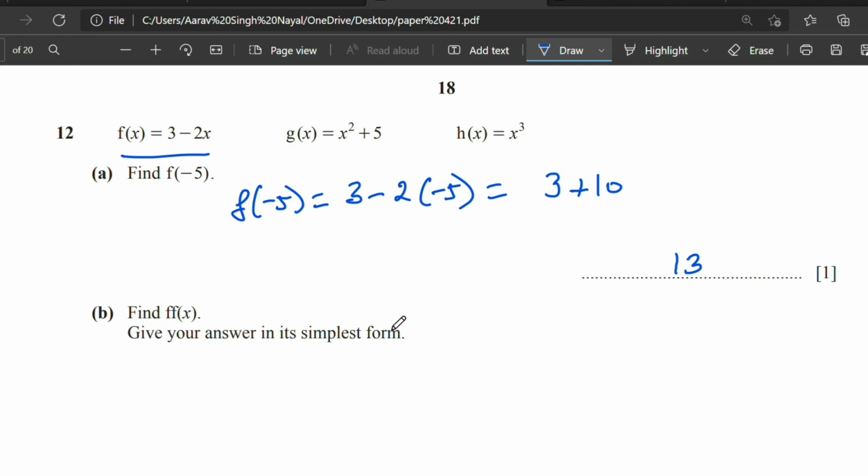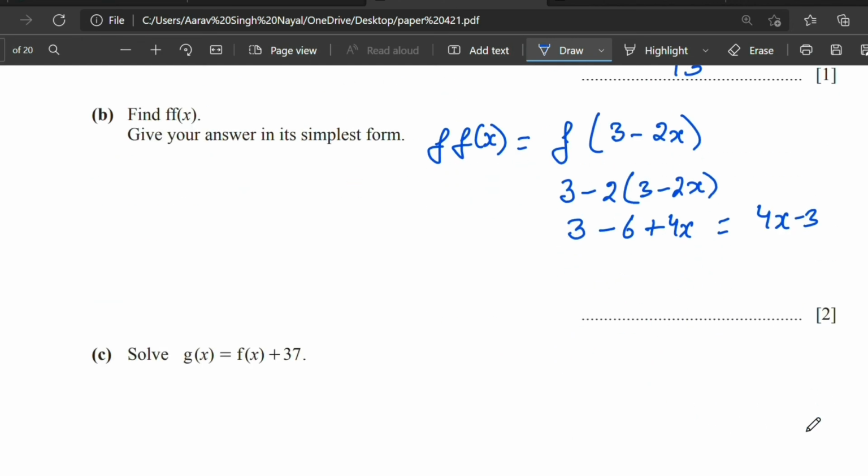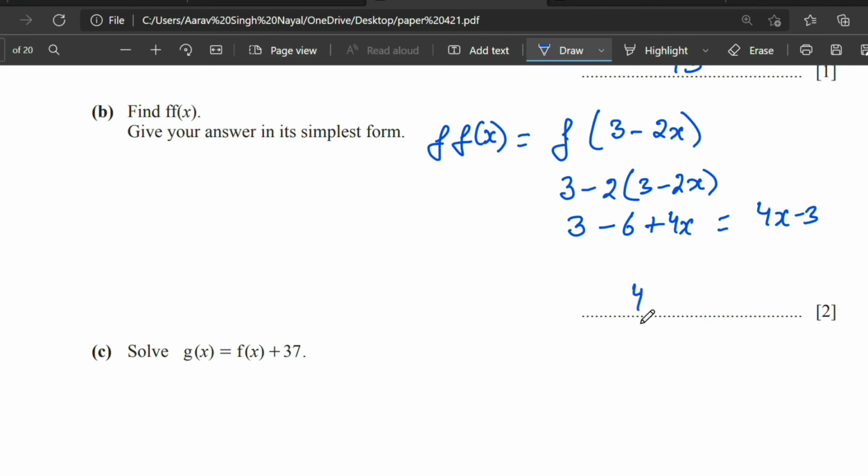13 is the answer. Now find f of f(x), give your answer in simplest form. So you have to apply the function 2 times. So f of f(x), you write f and then write the function, which is 3 minus 2x. Now apply this function again. So this will be 3 minus twice of, then in bracket, 3 minus 2x, bracket close. Now opening the bracket, this will be 3 minus 6 plus 4x, which is 4x minus 3. So that's our answer, 4x minus 3.